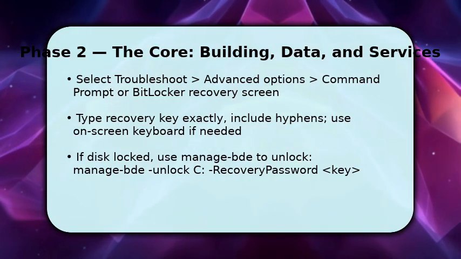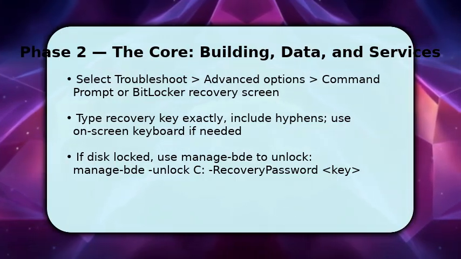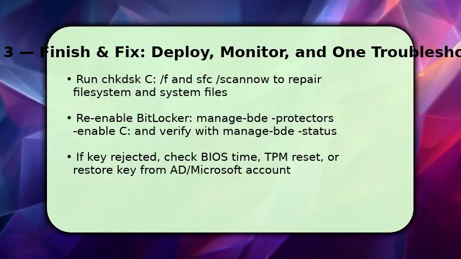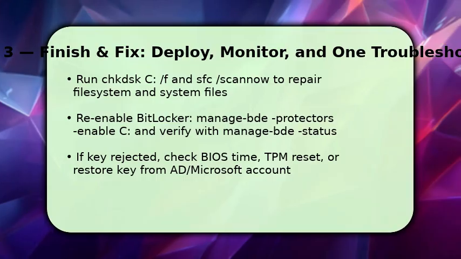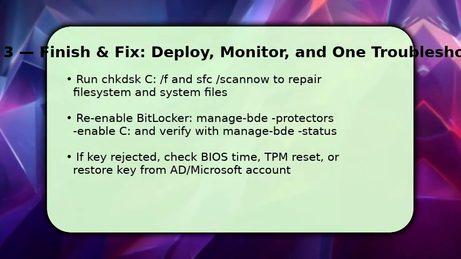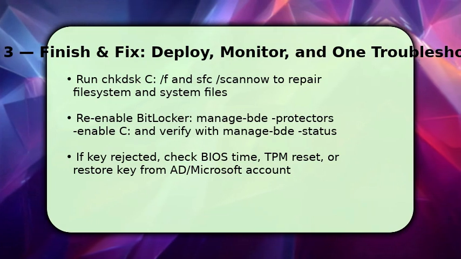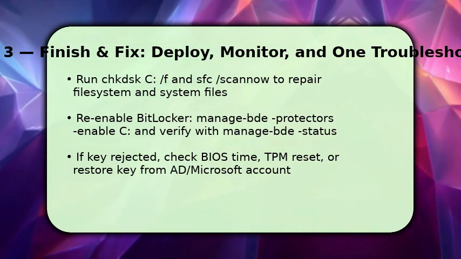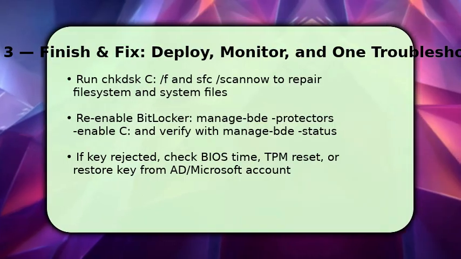With the drive unlocked, run chkdsk C: /f and then sfc /scannow to repair file system and system files. This prevents repeated recoveries. Once repairs finish, re-enable protection with manage-bde -protectors -enable C:, and confirm with manage-bde -status. If you still get rejected keys, make sure BIOS time is correct. Consider clearing and reinitializing TPM only after exporting keys, or recover from Active Directory or your Microsoft account.